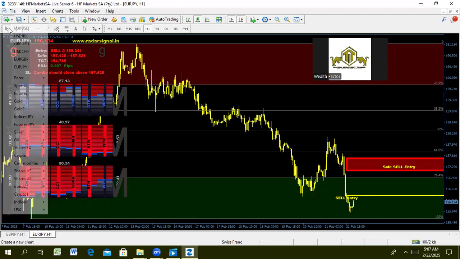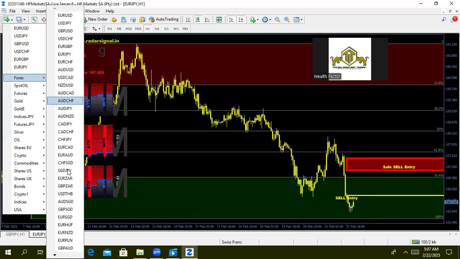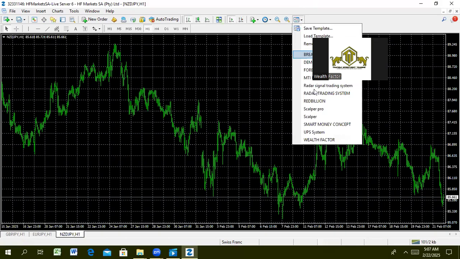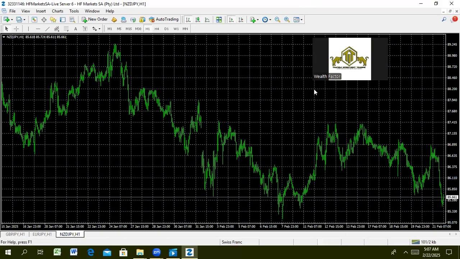Now let's look at another example. Maybe we can find a good entry point that we should take in the market. Let's look at NZD-JPY, for example. Now the system automatically works on every pair, indices, and currency pairs.